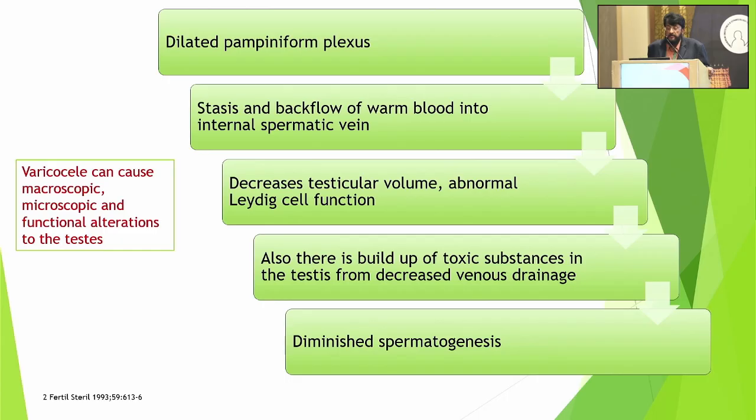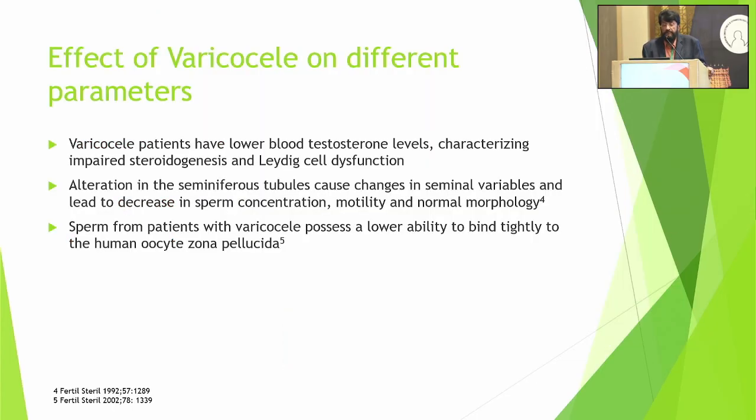So how does varicocele cause these changes? It causes macroscopic, microscopic and functional changes in the testes. How? It causes a dilated pampiniform plexus. There is stasis and backflow of warm blood into the internal spermatic vein. It decreases the testicular volume. There is abnormal Leydig cell function. There is a buildup of toxic substances in the testes from the decreased venous drainage. All these lead to diminished spermatogenesis. So varicocele definitely affects the spermatogenic process.